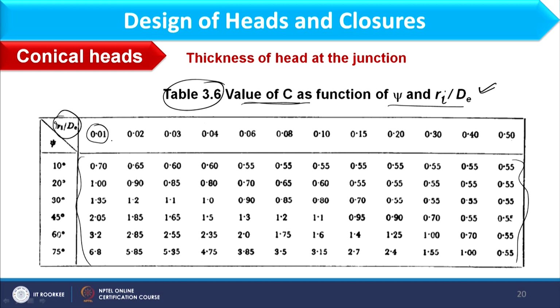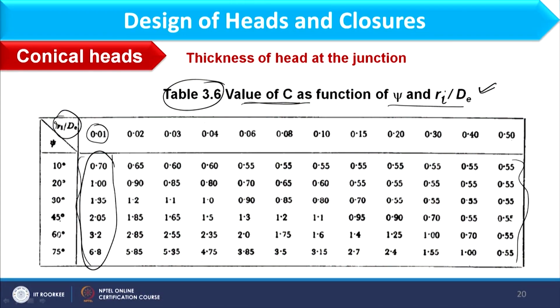So what is the conclusion? If I am not using a knuckle part, it means the C value you have to find through this column only, corresponding to different psi values. For example, psi is given as 45, and in the problem it is mentioned that the knuckle part is not given. So you can use this table: corresponding to 45 and Ri by d of 0.01, the value available is 2.05. So that 2.05 you can consider as the value of C.